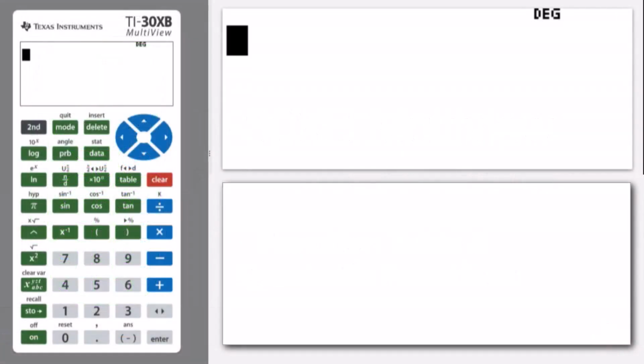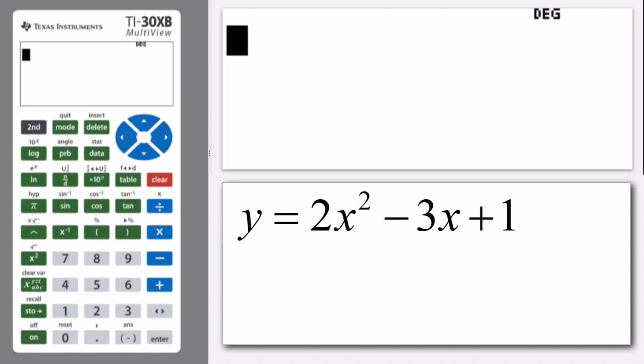Welcome to another lesson that is part of the TI-30XB student course. In this lesson, we'll be covering the function table and its use for quadratic functions. So I have a quadratic function y equals 2x squared minus 3x plus 1, and I would like to get some information in order to do a nice graph of that.